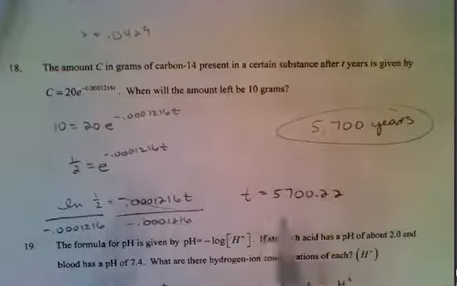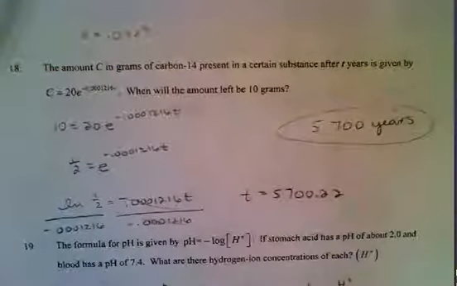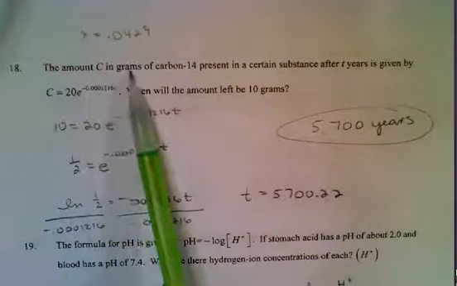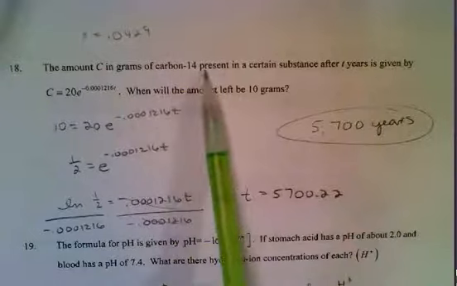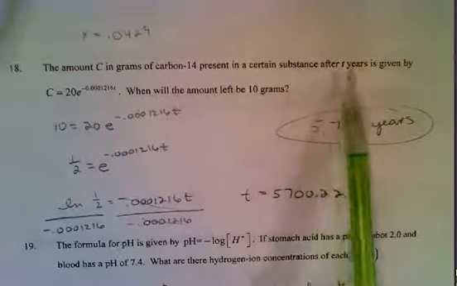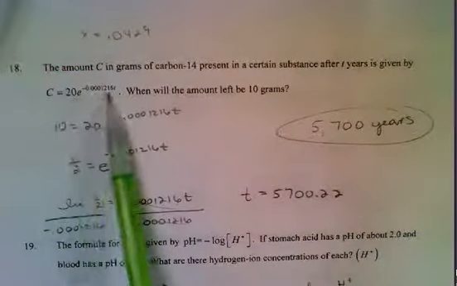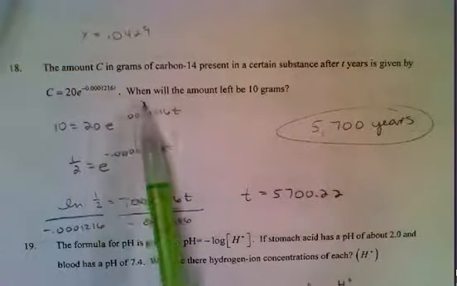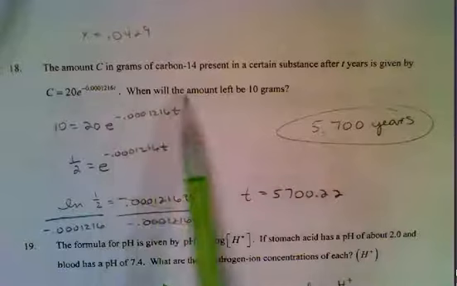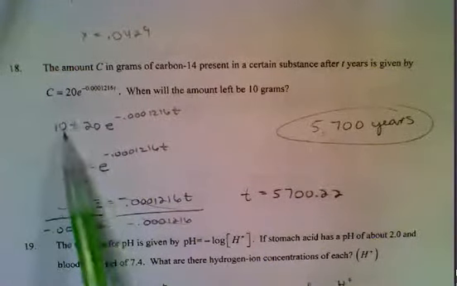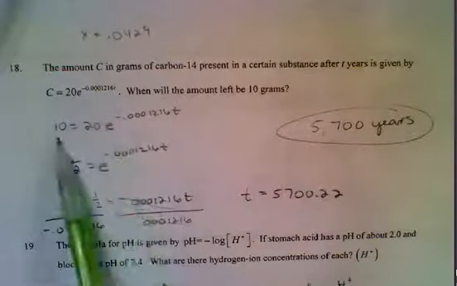Okay, and then the last two, I just threw a couple formulas at you that maybe you haven't seen before, but you should be able to use. So you should be able to read this, and it says C is the amount in grams of carbon-14 present in a certain substance after T years. Okay, so C is the amount in grams, T is the time in years. When, so you're looking for T, will the amount left be 10 grams? So I set that C value equal to 10. I just have to solve that equation.